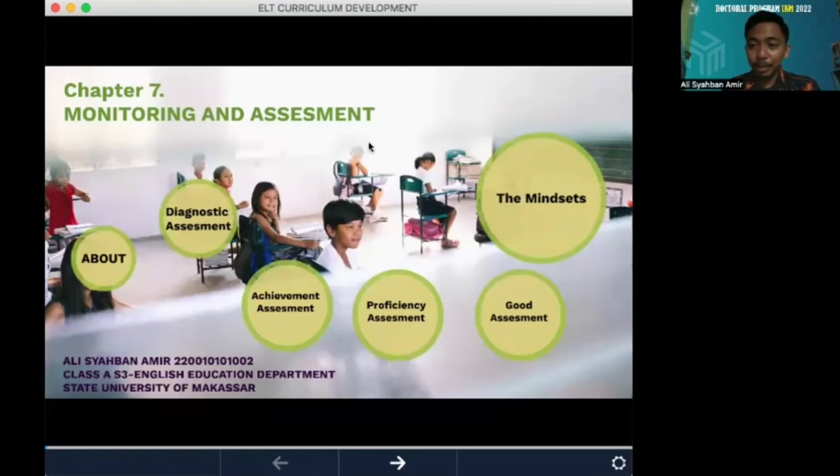My name is Ali Shahban Anir, and let me present a book by Paul Nation and John McAllister, titled Language Curriculum Design. In this book, I focus on chapter 7, which is about monitoring and assessment.